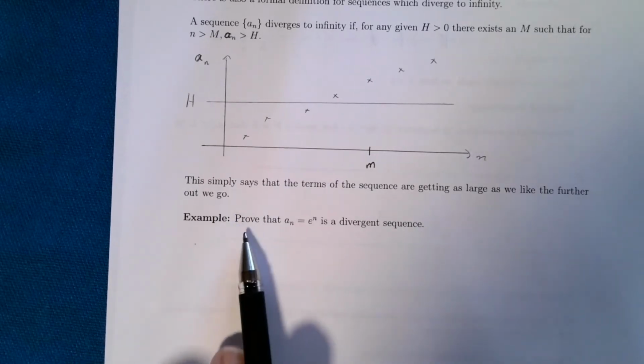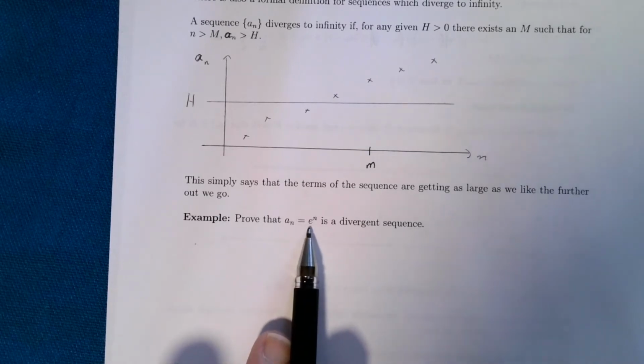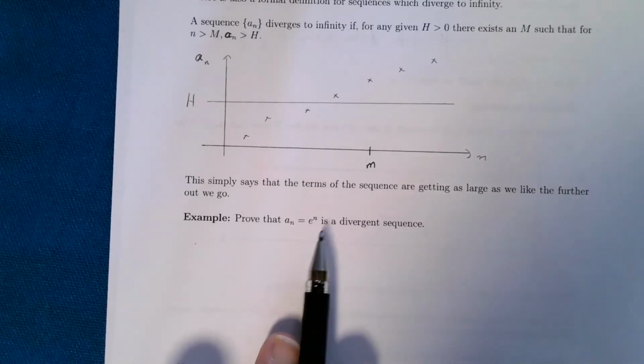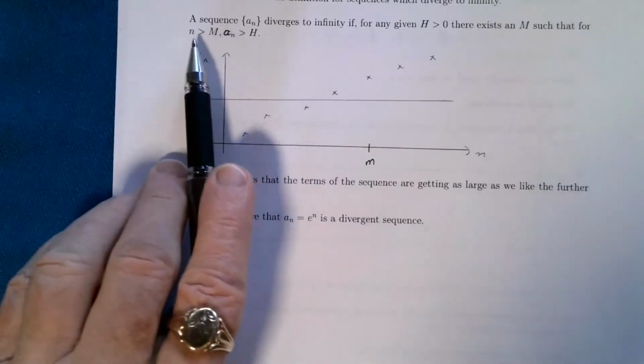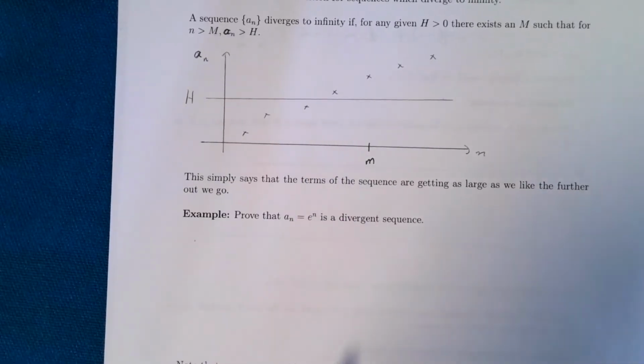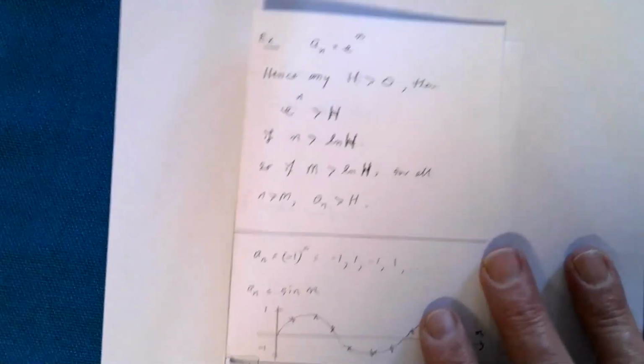Well, just a simple little example here. We've got a_n as e to the n, so this is e squared, e cubed, e to the fourth. Clearly this is going off to infinity, and this is a divergent sequence, but I want to show that using our definition above here. So here's a little solution proof of this result.